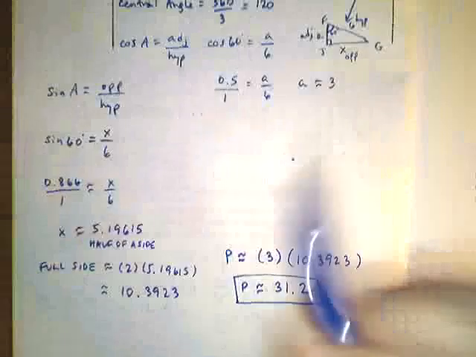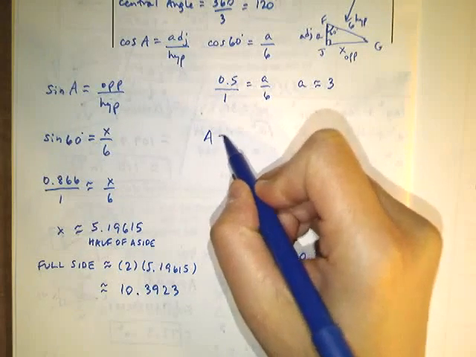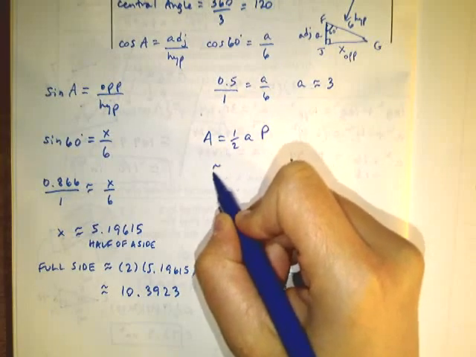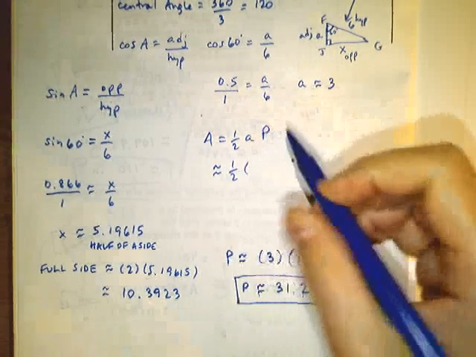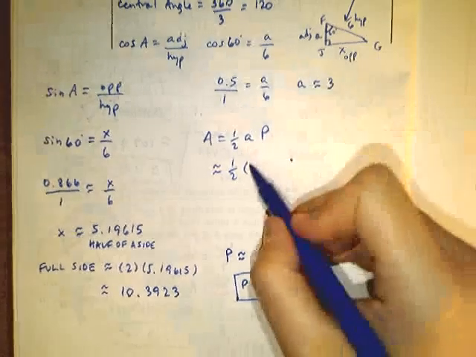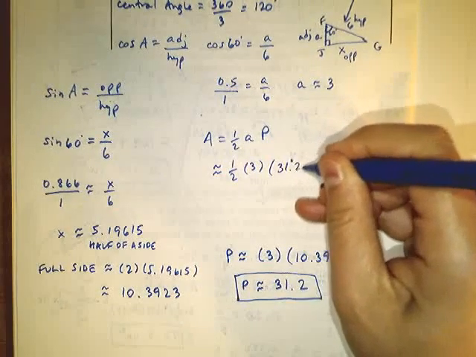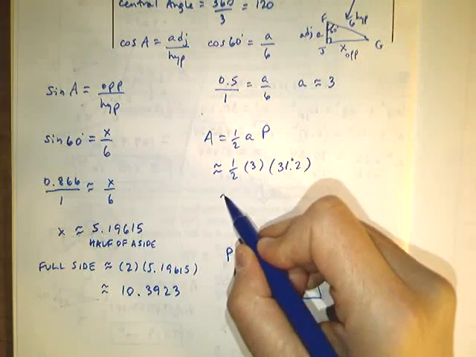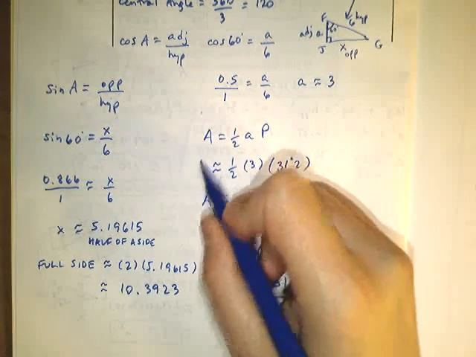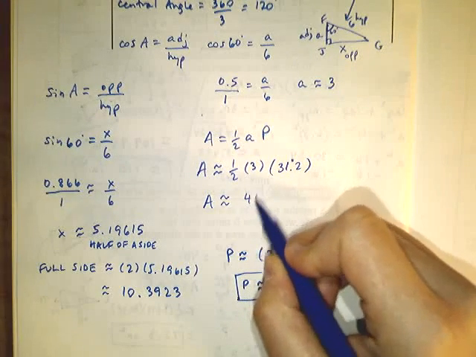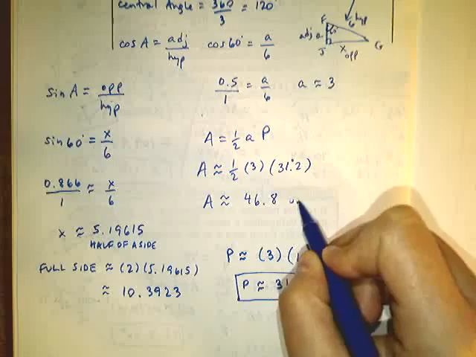Now the second thing we've been directed to find is the area. The area is 1/2 times the apothem times the perimeter. So that would be 1/2 times the apothem, which is 3, times the perimeter, which is about 31.2. So I get an area of approximately 46.8 square units.